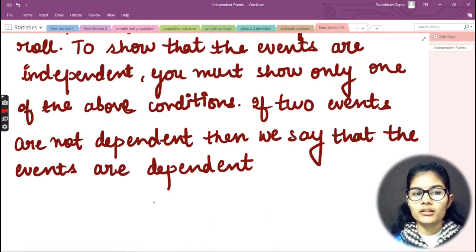Now the sampling which we have here can be done in two ways: with replacement or without replacement. These are the two methods with the help of which this sampling can be done. The first one is with replacement, and the second one is without replacement. We'll see both of these in detail in the next video, not right here.